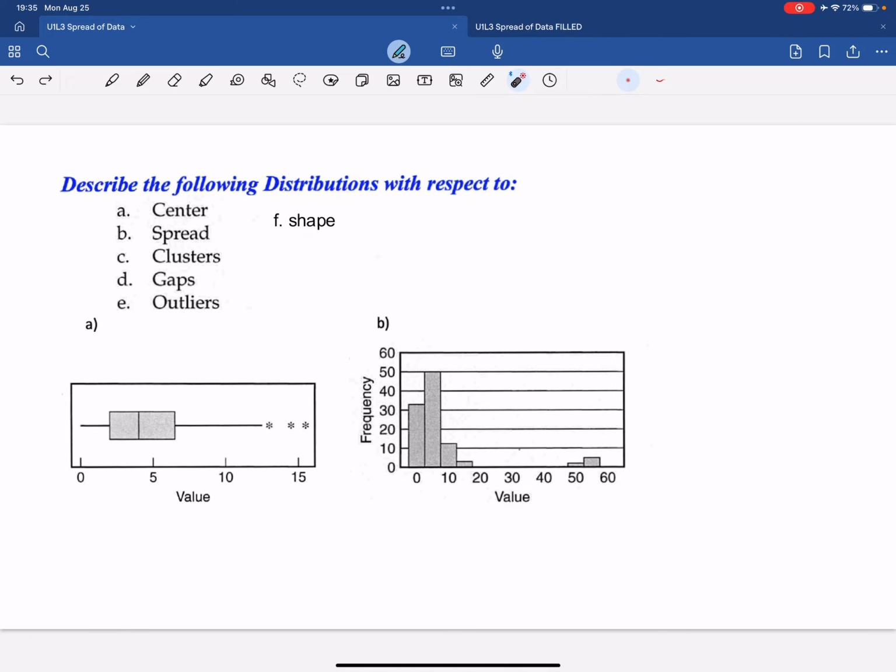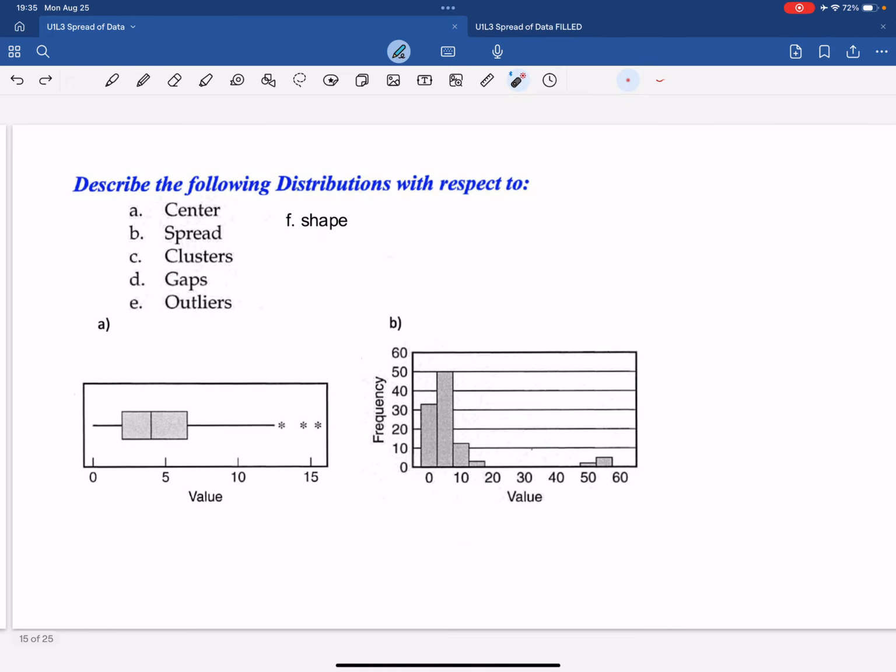Okay, so here it's just: describe the following distributions. Here we have a box plot. Here we have a histogram. All right, so take a couple minutes. See if you can talk about the center, the spread, the clusters, gaps, and outliers. And shape.